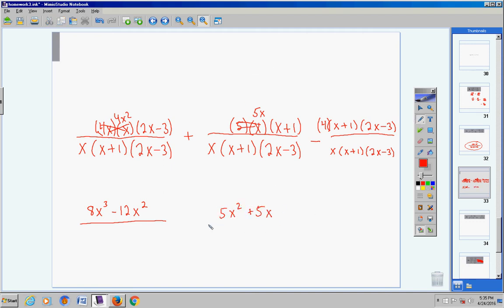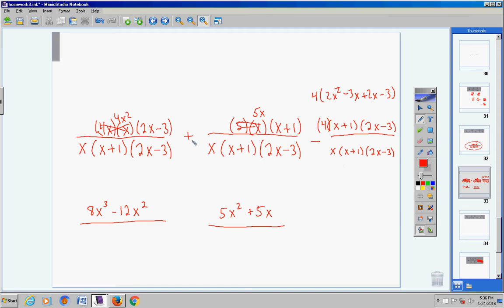Now this one here is going to be pretty long, I believe. I'm going to save this 4 for last. I think it's easier to multiply a binomial times a binomial first. So I'm going to leave my 4 and put a parentheses. X times 2x, 2x squared. X times negative 3, negative 3x. 1 times 2x, 2x. 1 times negative 3. Now take your 4 and multiply it through. I know we can combine right here. I'm going to do that later.